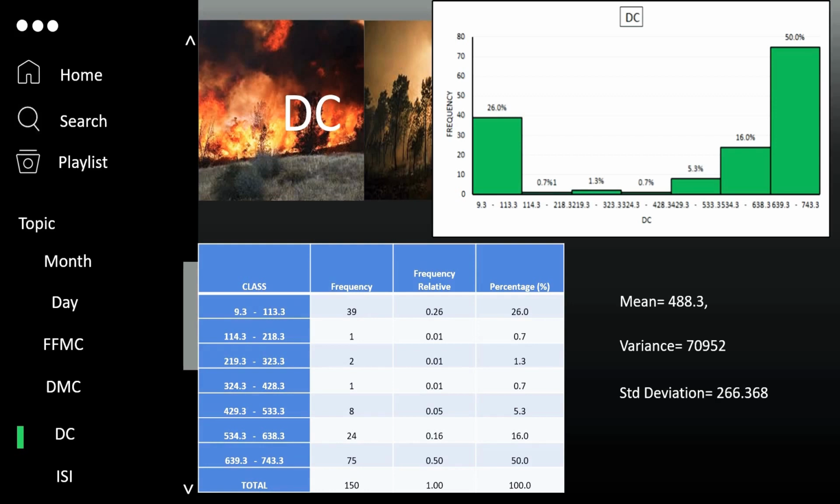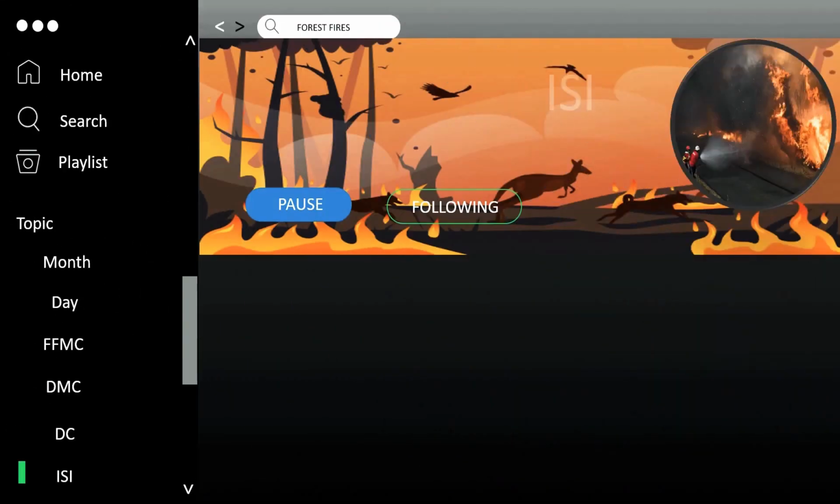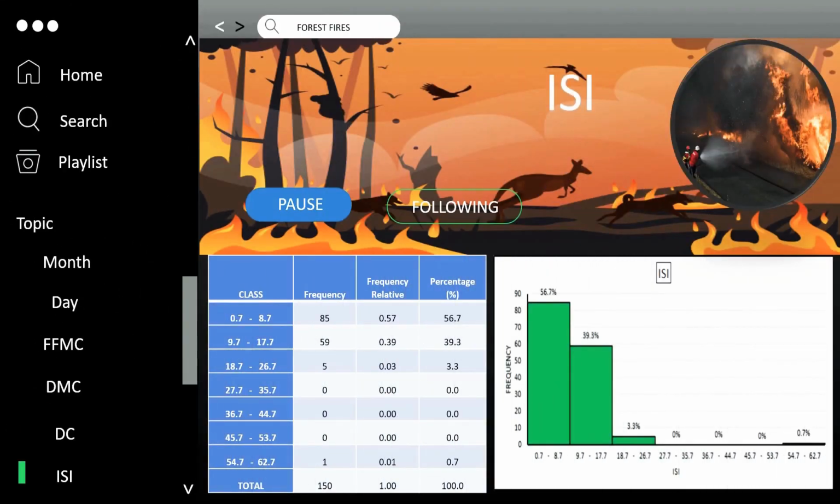The mean for the DC data is 488.3. Moreover, the variance and the standard deviation are calculated as 70,952 and 266.368 respectively. The bar chart above shows the initial spread index, ISI, of the forest fires data.